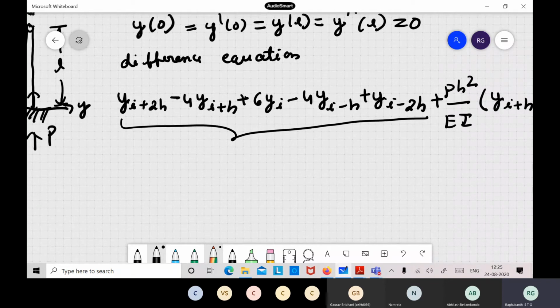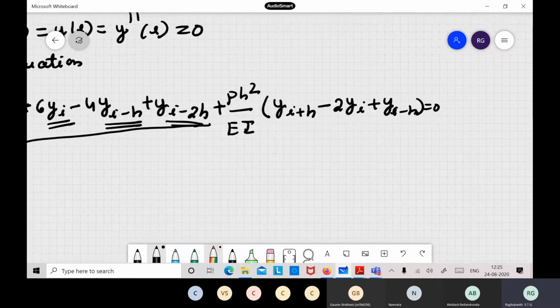As I already told you, if you want to compute a fourth order derivative at a point, you require more points. You require information on i plus h, i plus 2h, i minus 2h, i minus h. All this information is required to compute a fourth order derivative. Now for second order derivatives, you should know only the information at i plus h and i minus h. So this itself is sufficient. So the problem in finite difference is, if you have higher derivatives, you require more information to write your finite difference equation.